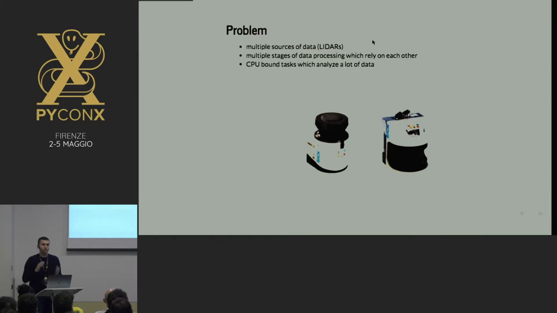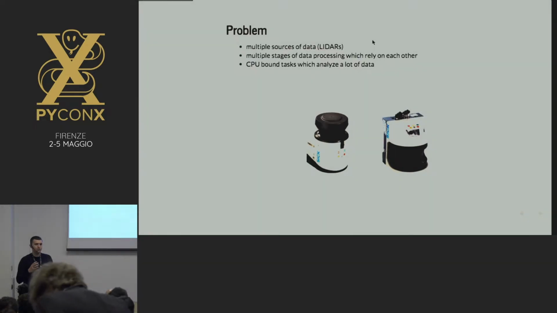So you have multiple sources of data coming from these lidars. If you don't exactly know what a lidar is, it's a device that has a laser which spins around, and gives you the information of the depth of a point. So you can actually use it to detect objects, and they use it in self-driving cars, or for all sorts of different types of applications.